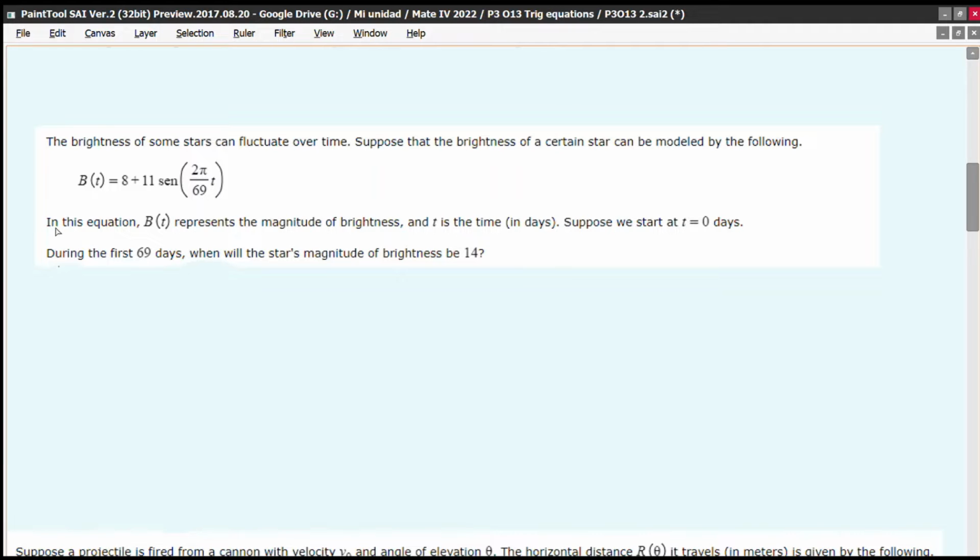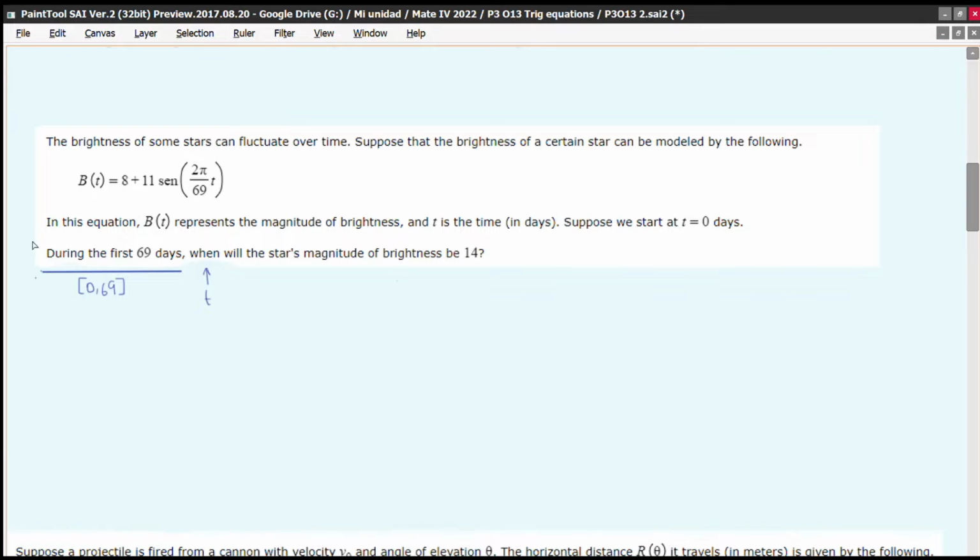So we're being asked to find during the first 69 days, when will the star's magnitude of brightness be 14? The first part of my question is specifying the interval in which I want to find my answer. So my answer has to be between the first 69 days. That means that my answer should be between 0 and 69. The second part is telling me what I need to find. I'm being asked to find when, so I'm being asked a time, will the star's magnitude of brightness be 14?